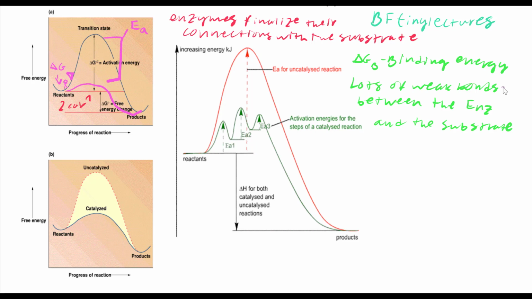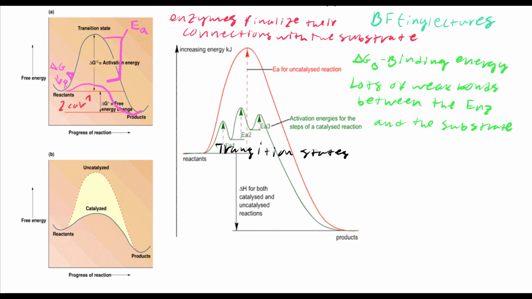Now, going back to the structures, you have these little hills right here. These little hills are called transition states. Let's write that in black: transition states.